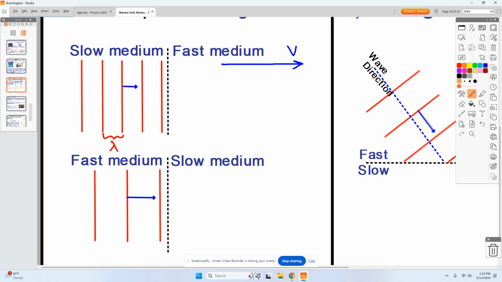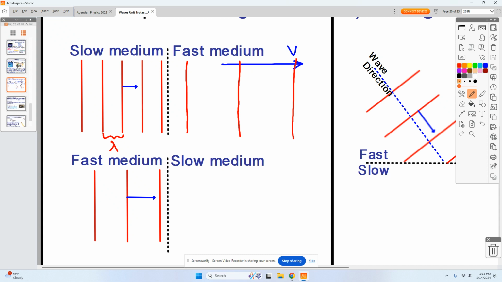I think we saw it with Ellie and, I think I called him Will at the time, but Wyatt. You guys did this, right? When you had a slow and a fast medium, what happened to the wavelength when you went from a slow to a fast? The wavelength would increase. And so you would see that these waves would now get further apart. And the reason for that, again, is that it's traveling faster in this new medium. So the wavelength will increase.